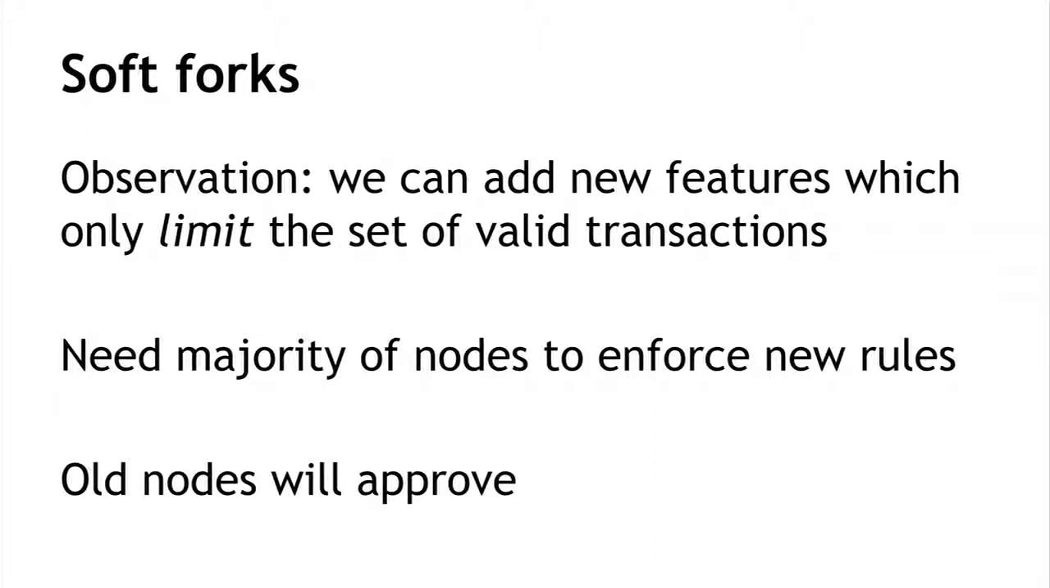So by contrast, there's an approach called soft forking, which tries to avoid creating a permanent fork like this. The observation is that we can add new features to the Bitcoin protocol if they only restrict the set of valid transactions or the set of valid blocks. Because we want to avoid this hard fork situation, we can try to add new features in a way that will cause only a soft fork.